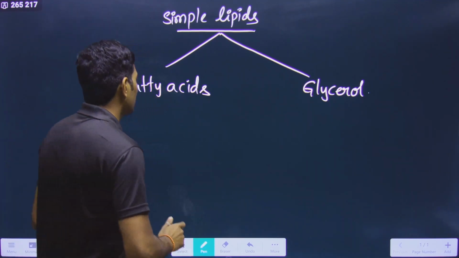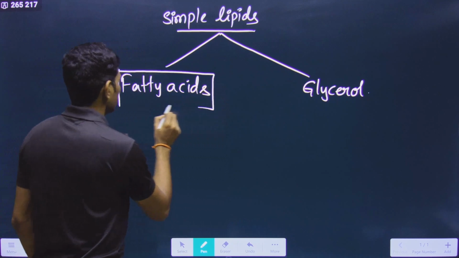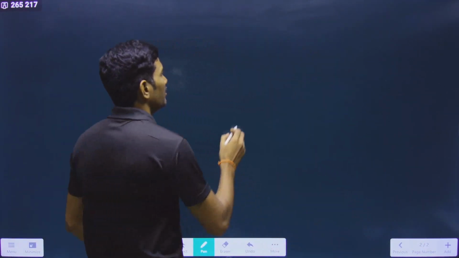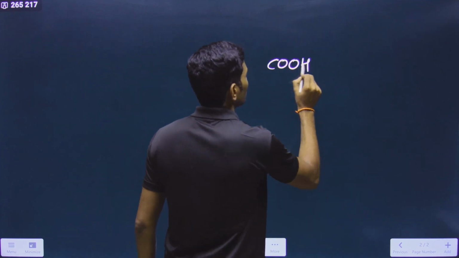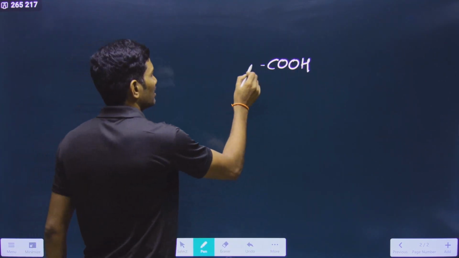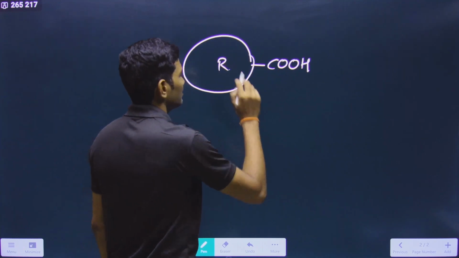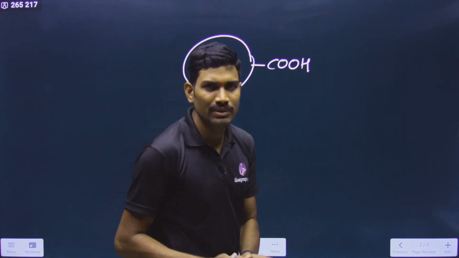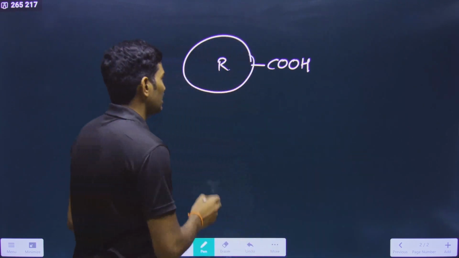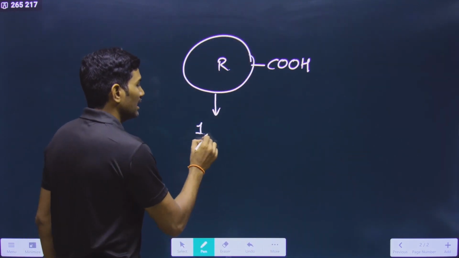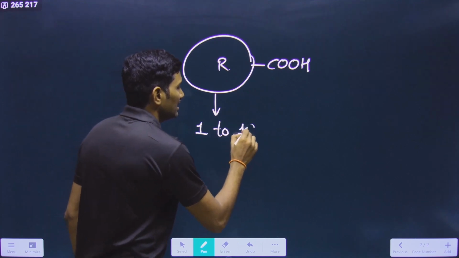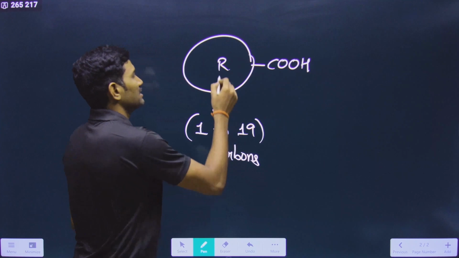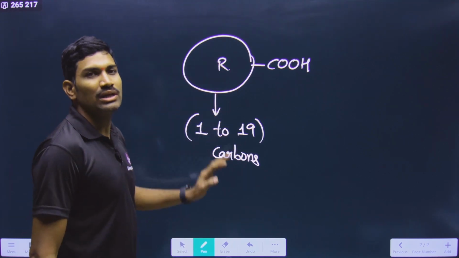First, we will observe only the fatty acids. What are these fatty acids? A fatty acid means a COOH group is present, and attached to it there is one R side chain group. Generally this is an aliphatic group. A long chain will be present, and for the number of carbons in the R group, NCERT says it is generally in the range of 1 to 19 carbons.